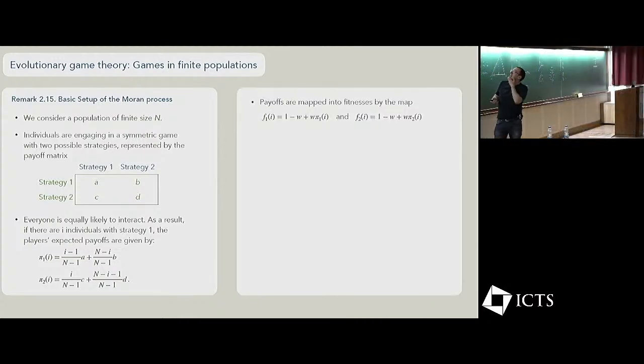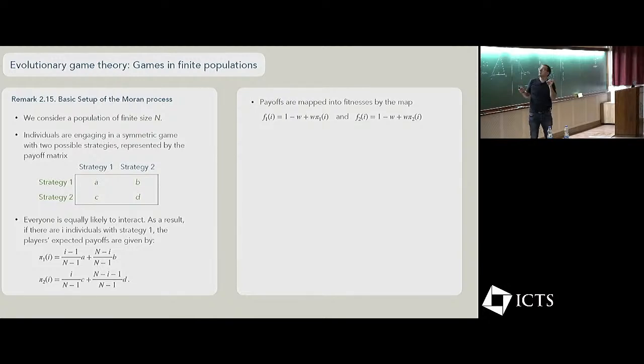Yeah, and also what people do here is they do not work directly with the payoffs, rather they work with something that is called fitness. And there are many ways how you can map payoffs to fitness. One common way is actually just to use this linear mapping. So your fitness is a linear combination of some baseline fitness, 1 minus W, for example, and something that is proportional to your payoff. And this W is usually called strength of selection. And so this is a parameter that you can play with.